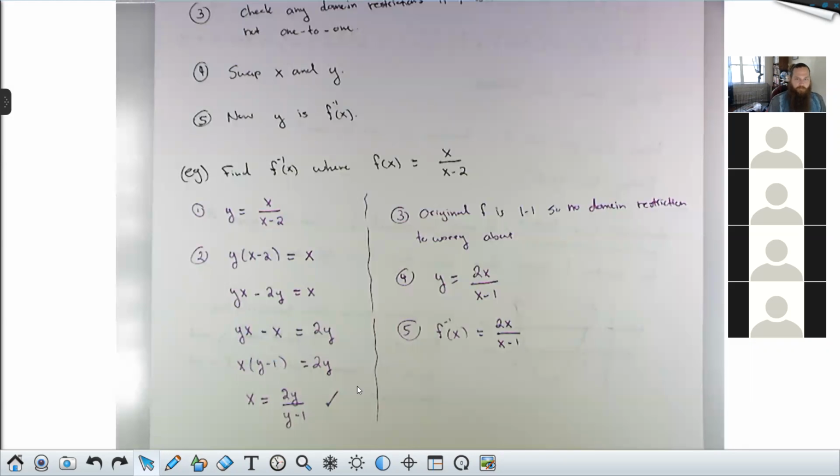Now we could take the time to compose this with this to verify that they are inverses. We've already done one of those, so I don't want to burn the class time on it. But if you wanted to check your work, that's how you would do it. You would plug this into this and verify that that simplifies to x. And then plug this into this and verify that that also simplifies to x.